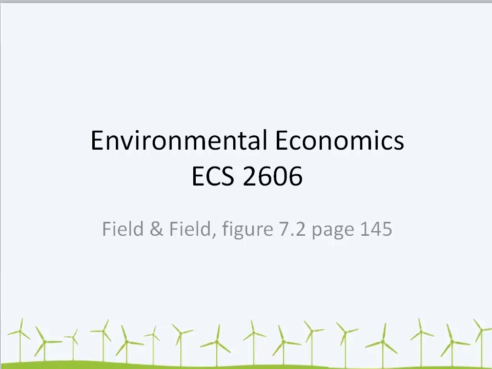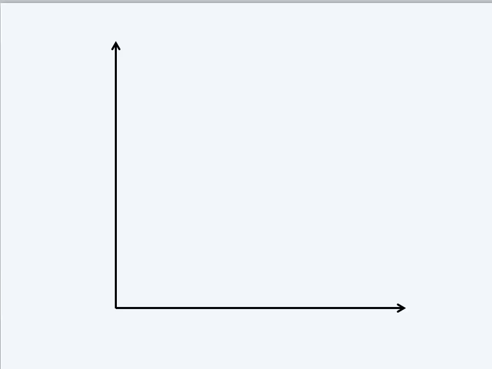So we're looking at figure 7.2 in your textbook on page 145. This graph has everything to do with the relationship between house prices. So I'm going to write house prices over here, and the amount of pollution.